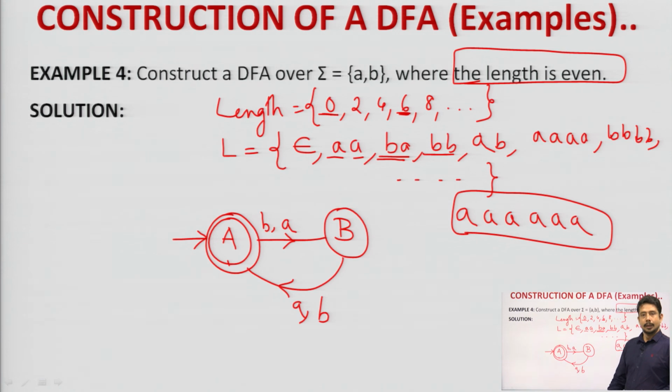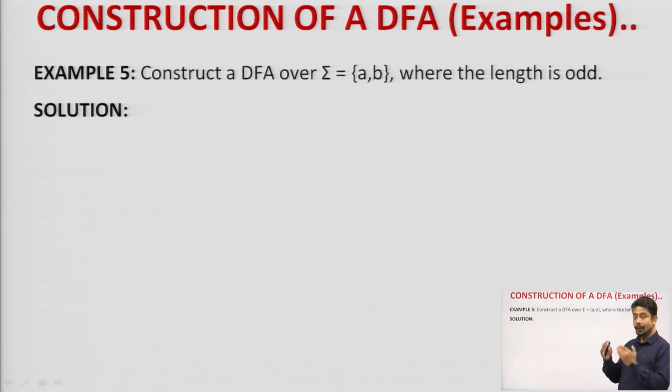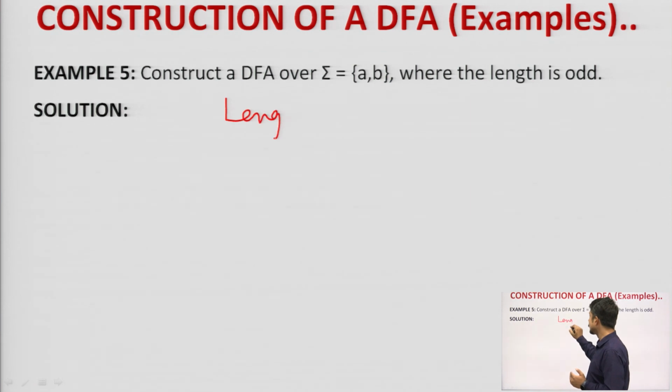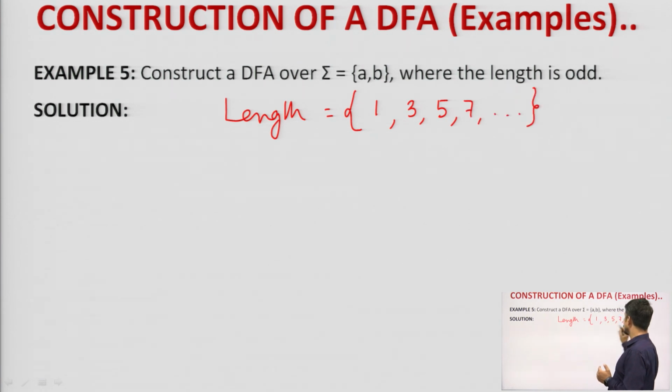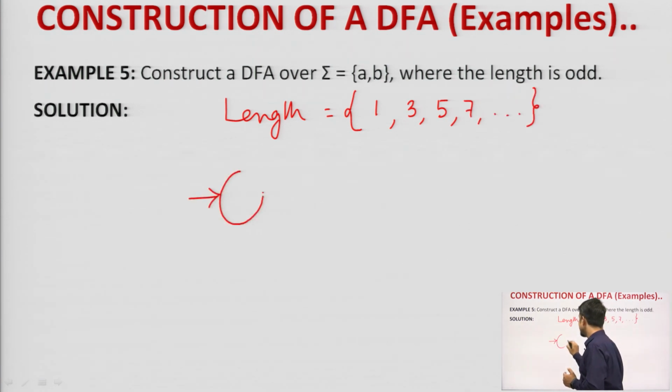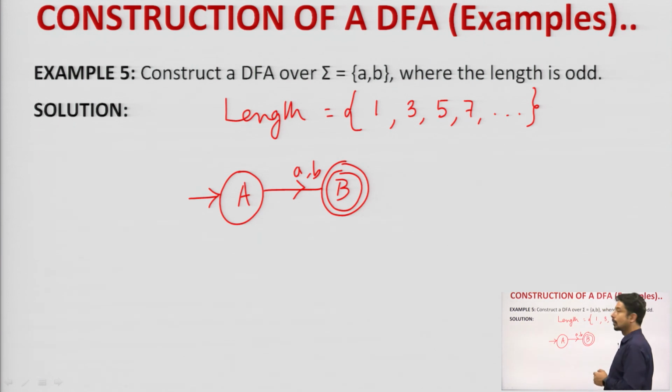Okay. Let us go with the next question. The next question says where the length is odd. So, this is an assignment for you. You can just think of it where the length is equal to odd. Length equal to odd means you need to find it for 1, 3, 5, 7, like this. So, for 1 I already know that it will be like this, a comma b. For 1 I already know, right.